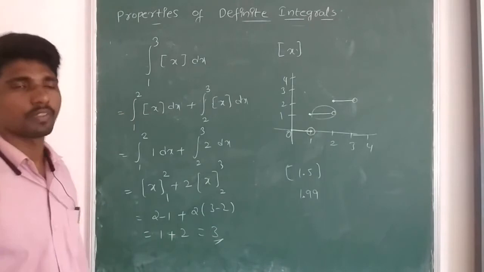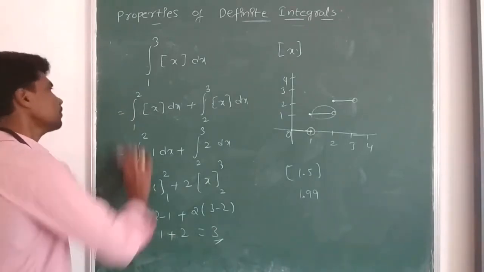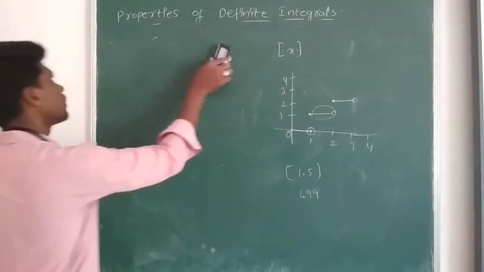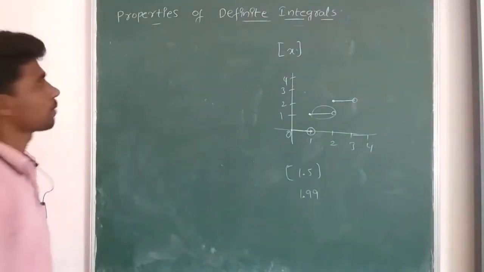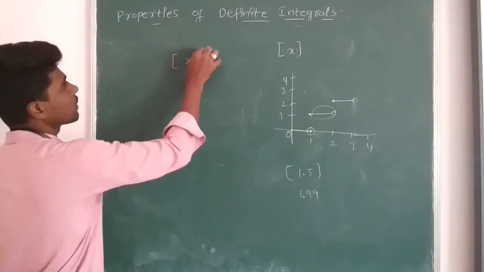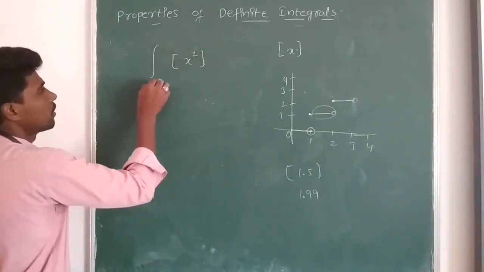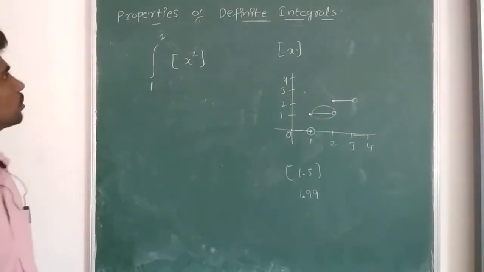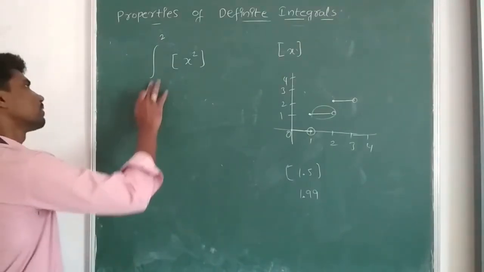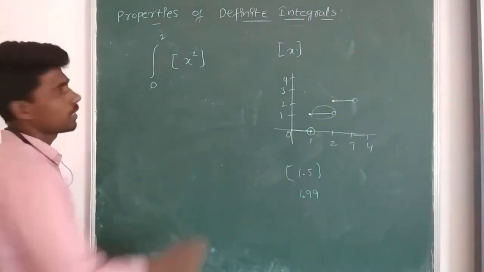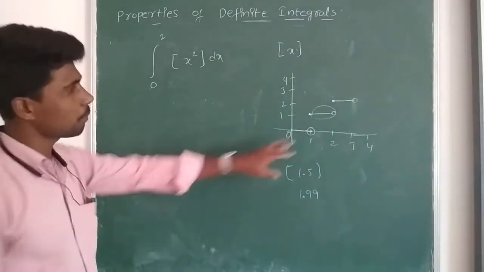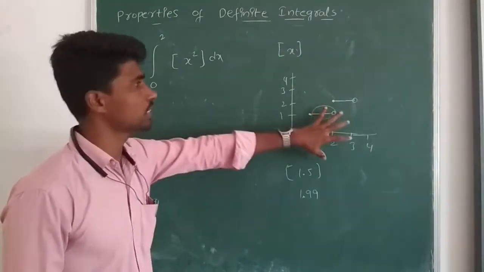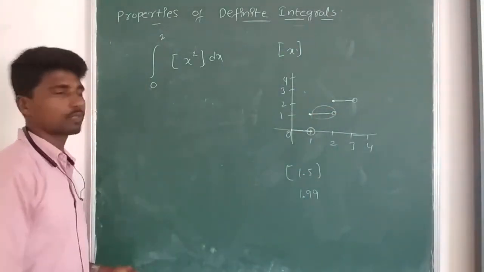One more example. Suppose the given integral is step x square, the integral from 0 to 2 of step x square dx. So this is the property of step x, meaning inside I have just x, that's what it satisfies. But now I have x square inside.